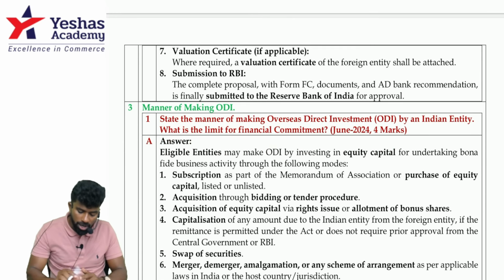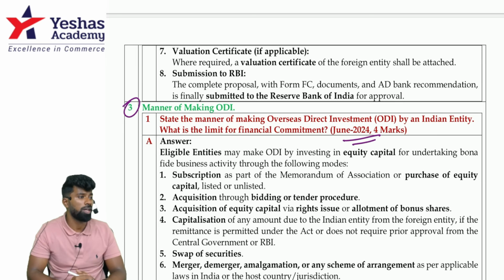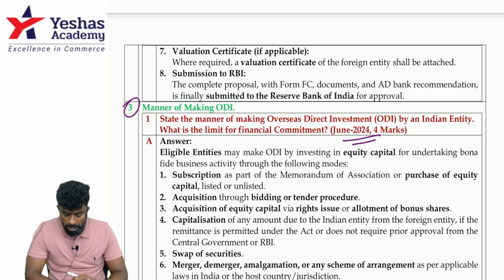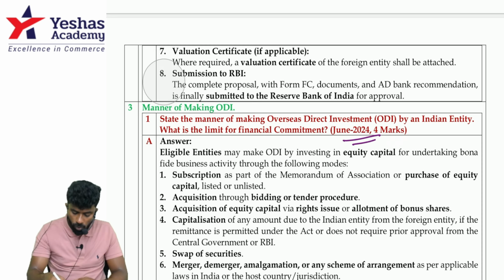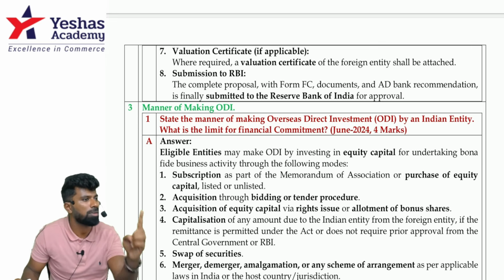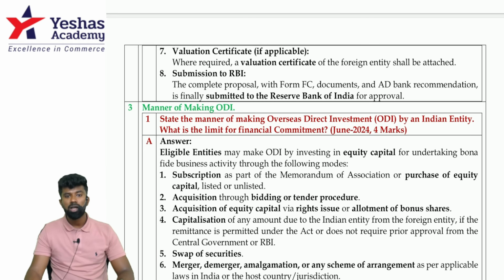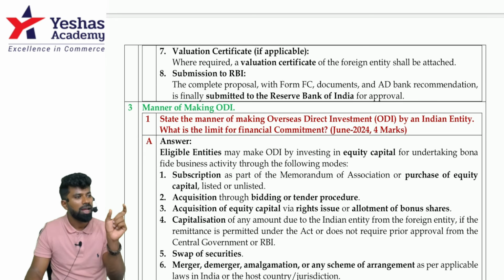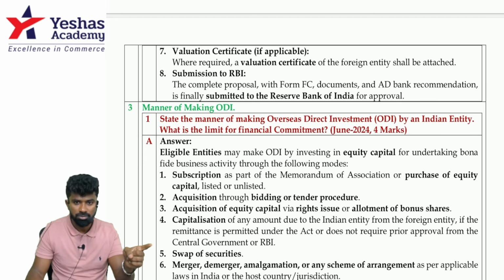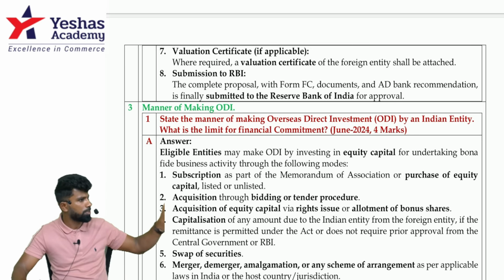Next one. Manner of making the ODI. This question was asked in the June 2024 exam. State the manner of making overseas direct investment by an Indian entity, and what is the limit for financial commitment? Did I discuss the manner in which Indian entities can make overseas investment? Yes or no? And what is the maximum financial commitment? 400%. Are we in a position to answer the previous year question?